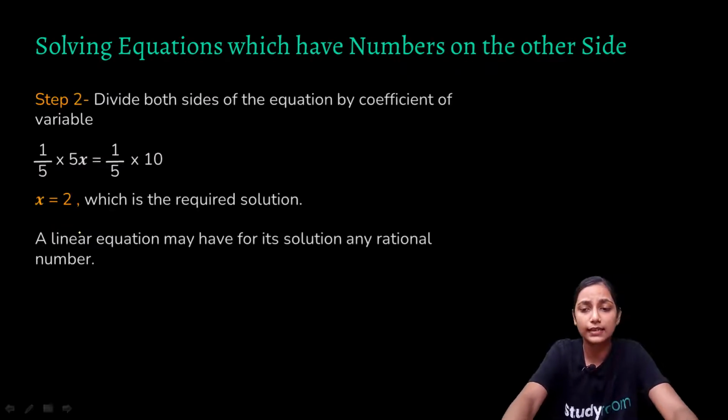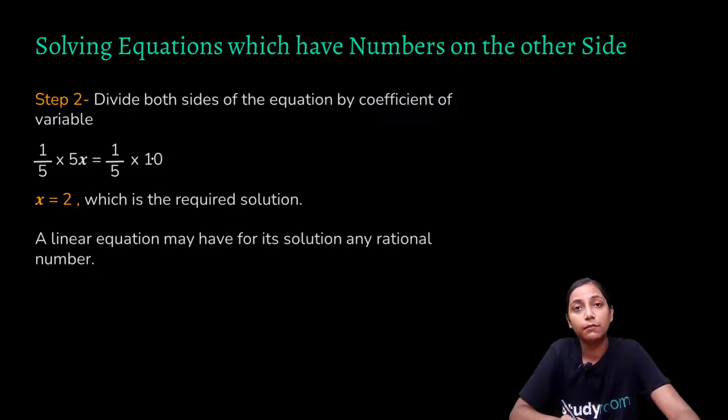Now what is the second step? In the second step, we are going to still maintain the balance by using the same mathematical operation on both sides. So we are going to divide both sides of the equation by the coefficient of the variable. So here in this example, the coefficient is 5. So we are going to divide both these sides by 5. What do we get? We are going to get 2.